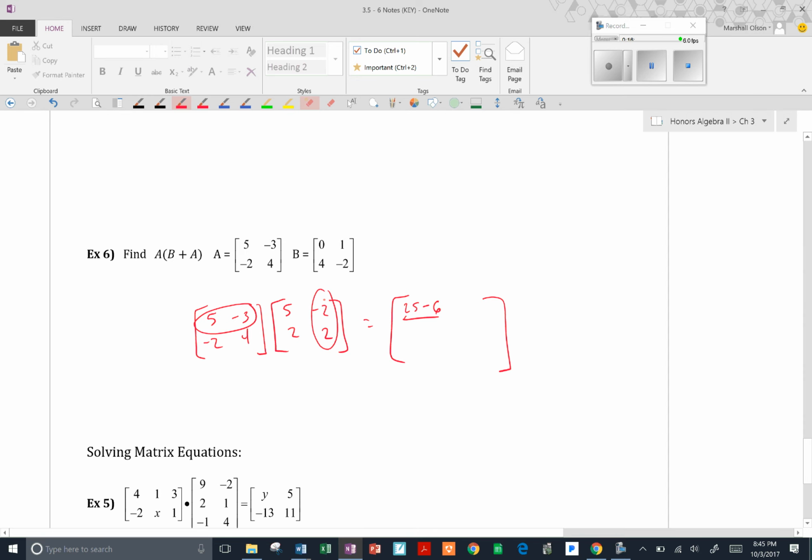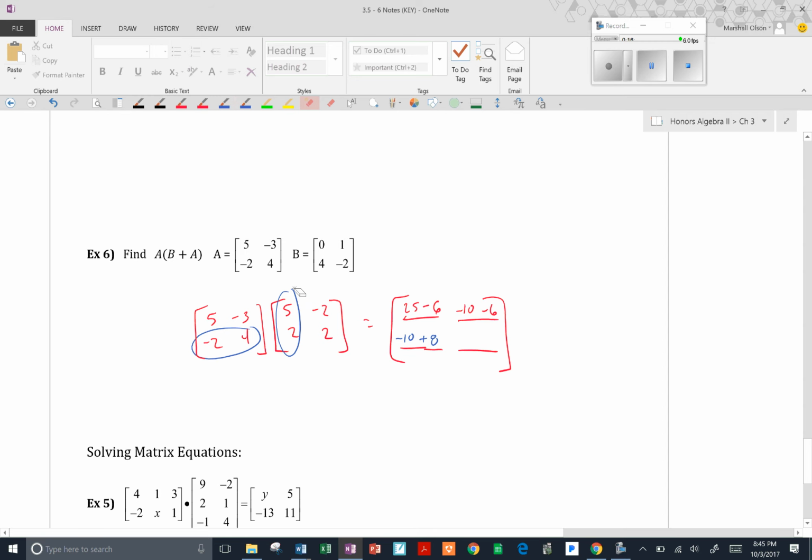Staying in that first row, we go to the second column to get that spot. 5 times -2 is -10. -3 times 2 is -6. Okay, just looking at things real quick, 5, -2. I just want to make sure I got my values right here. All right, done with that first row, so I'm going to come down here. You have -2 and 4, 5 and 2. So -2 times 5 is -10. 4 times 2 is 8.